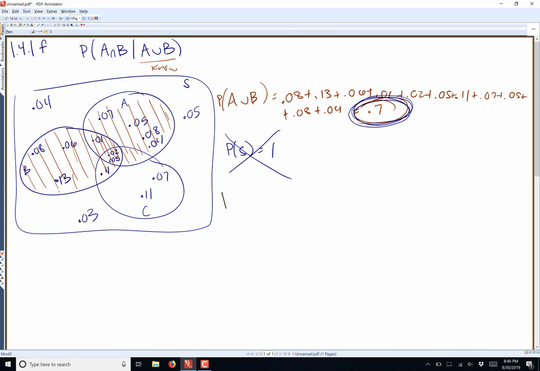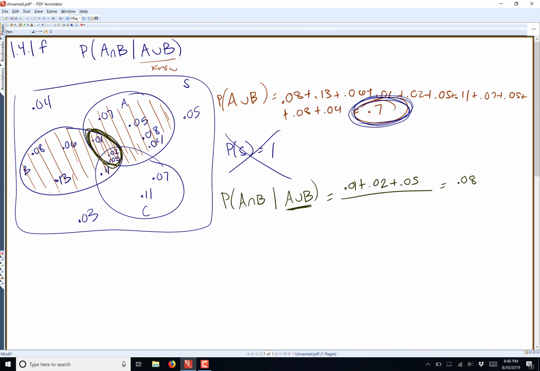So now we're looking for the probability of A and B. But again, remember, we already said we're narrowed down to this A or B, so we don't care about anything else. We're only looking for A and B. A and B would be this intersection between A and B right here. So that's going to be this 0.01 plus 0.02 plus 0.05. Now, if I add that up, that gives me 0.08.